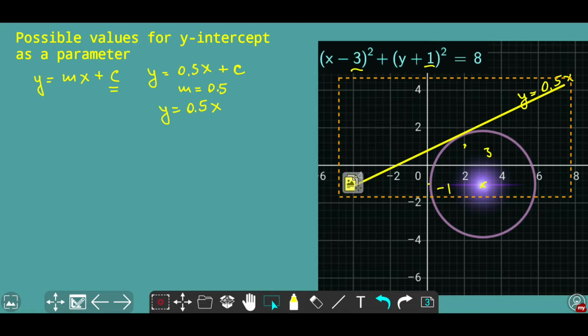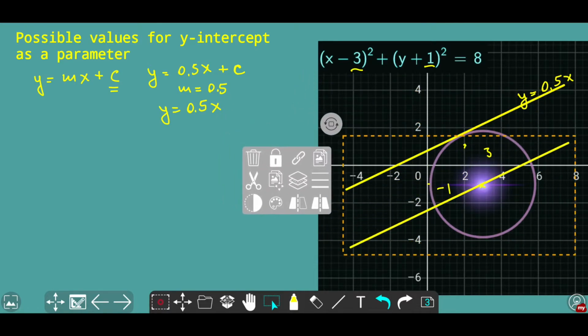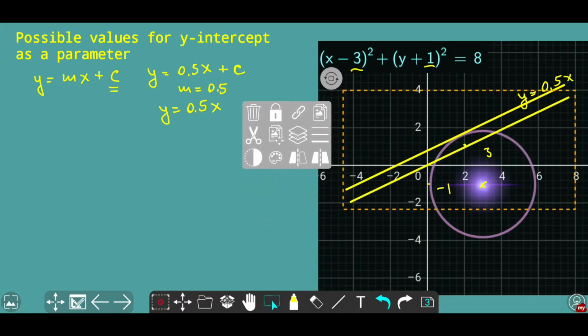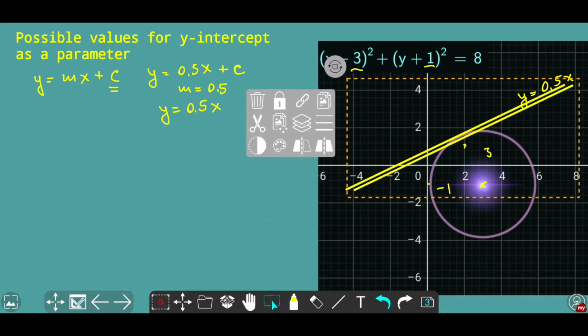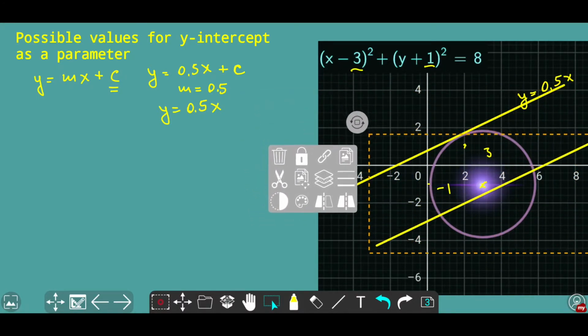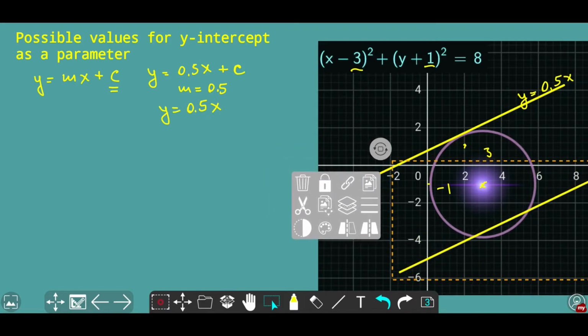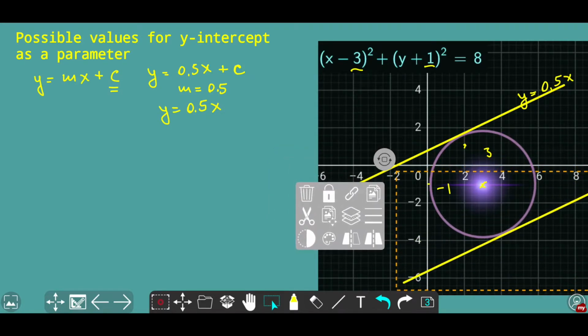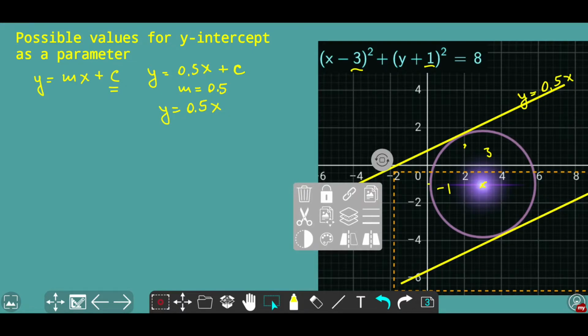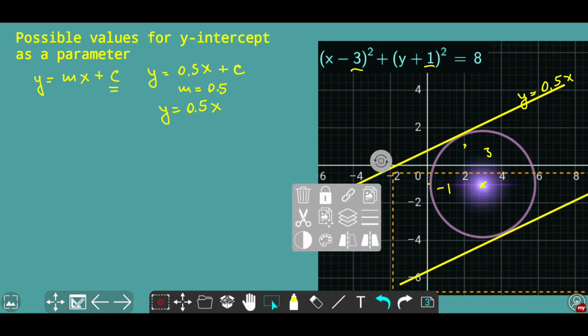What I'm going to do right now is fix this line over here, and make a clone with the same gradient, and I want to see where this line also has an intersection with the circle with only one touching point. So obviously it's going to be somewhere here.